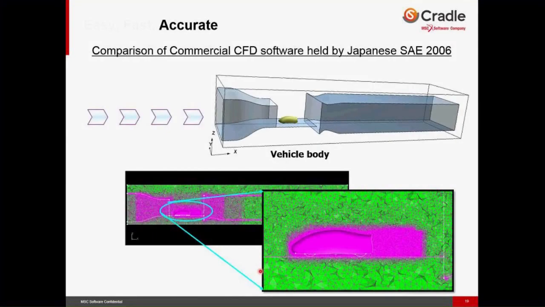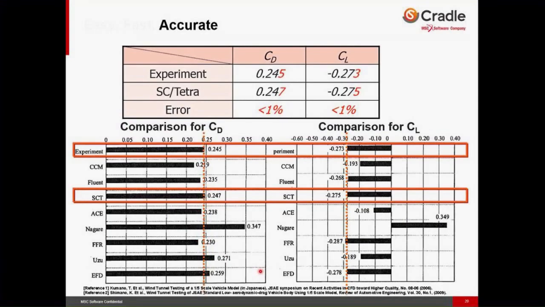This is another example, the aerodynamics of a car. This is pretty unique because this was organized by the Society of Automotive Engineers in Japan. They came up with a conceptual car. They made a clay model, and they also performed internal tests, and they asked the vendors to do a blind benchmark test. So as Cradle, we participated in this event.